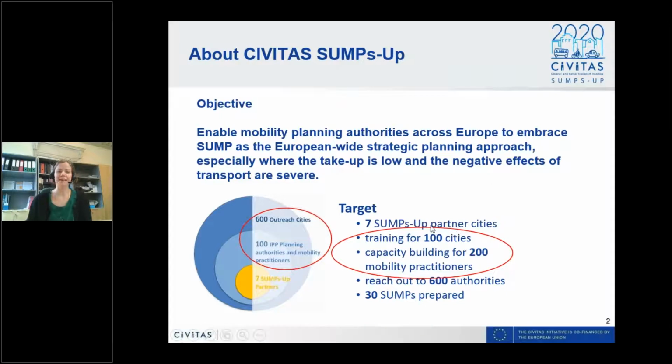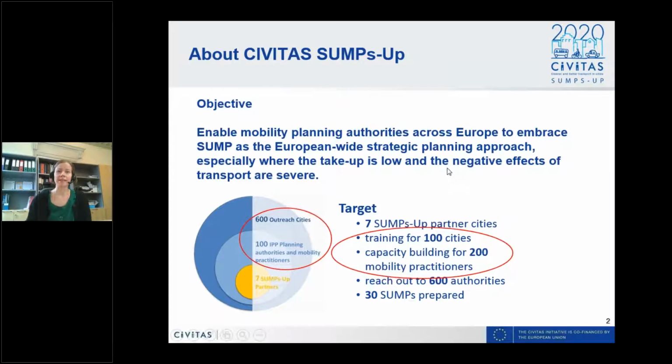Great. Okay. So the main objective of the Civitas SUMPs-Up project is really to set up the SUMPs as the European-wide strategic planning approach for mobility. And we focus especially on countries and cities where the take-up of the SUMP is still low and the negative effects of the transport are really serious. During the project, we have already organized SUMP learning programs, which by the end of the project will have targeted over 100 cities. We are currently organizing SUMP Learning Program 4 and then starting soon SUMP Learning Program 5.